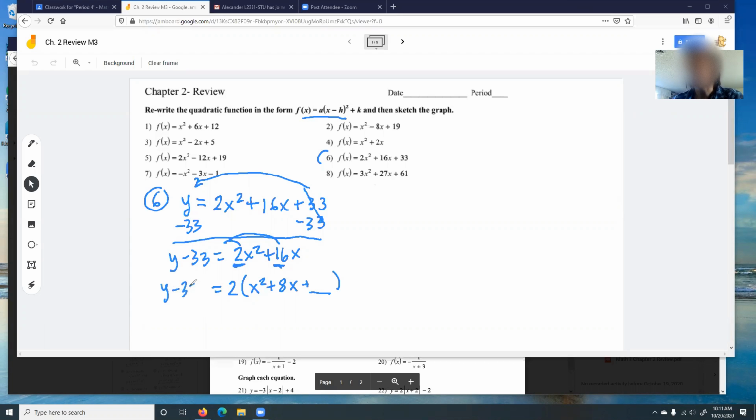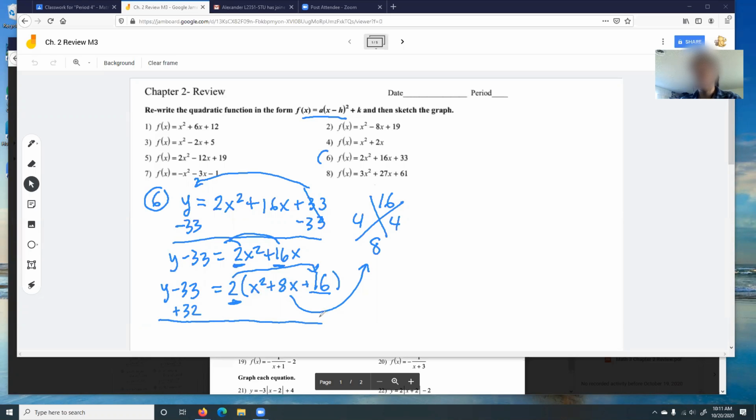Y minus 33. All right, so to complete the square, 8 is on the bottom here, and half of 8 is 4, and 4 times 4 is 16. So the perfect square that would complete the square is 16. So normally I would add 16 over here, but I'm adding more than 16 because we have that 2 out in front. So we want to multiply that 2 times 16. That's 32. So we need to add 32 to the left, and we're adding 32 to the right by putting that 2 times 16 there.